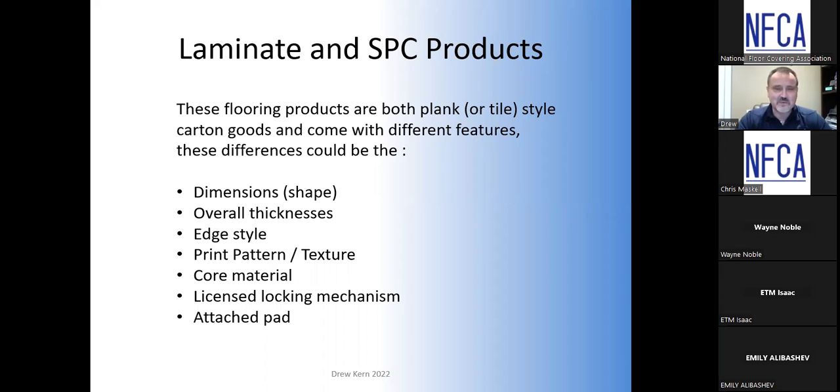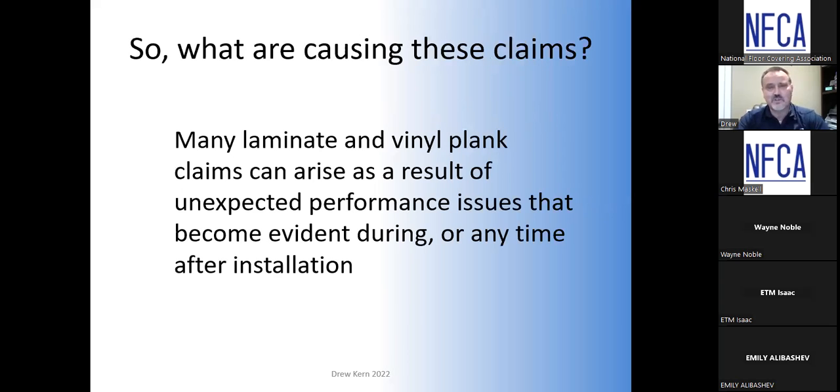I remember the days when the pattern and texture started coming out in laminate. Everything was smooth and flat, and they were able to put a texture to it. Then they were able to put registered embossed, where they match the texture to the print. The core material could be the same or different in these products. And we're going to talk about this later on, but the locking mechanism: some products have attached pads, some don't.